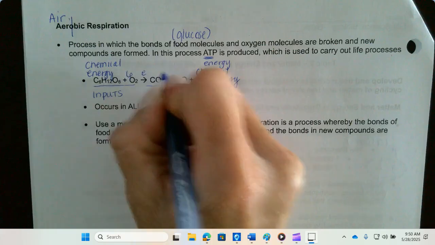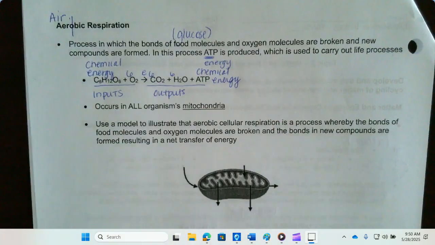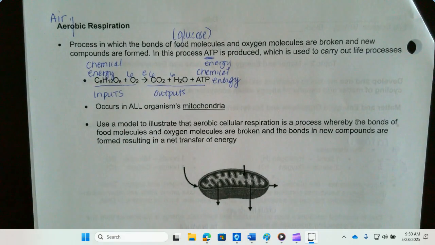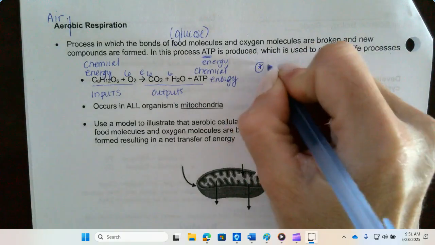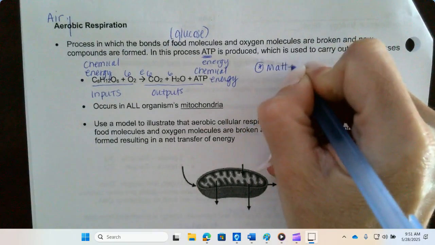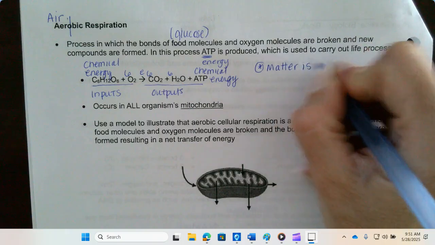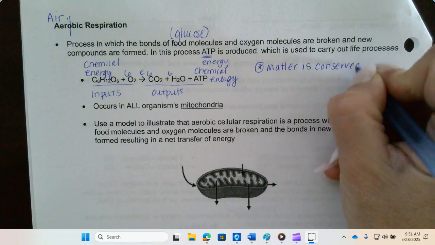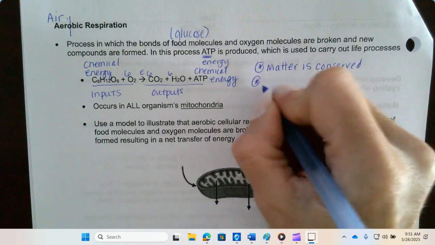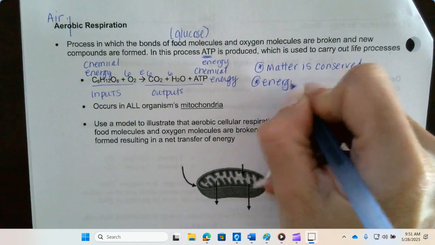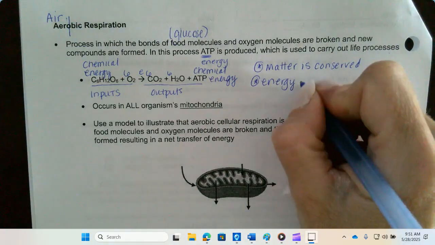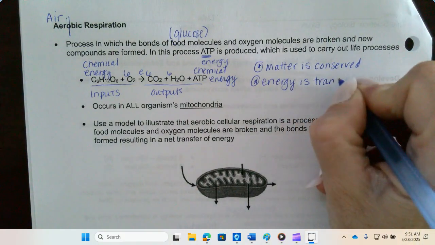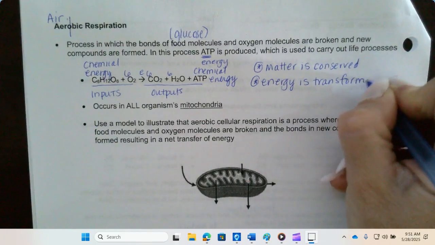Just like in the last formula, you can add the coefficients, and that is showing us that matter is conserved once again, but now we have energy is transformed. So big idea is that however many carbon you have, that's how many carbon you're going to end up with. However many hydrogen you have, that's how many you're going to end up with. One thing that we should note, again, is that energy, even though it's still chemical, it is considered transformed because glucose and ATP are not the same thing.